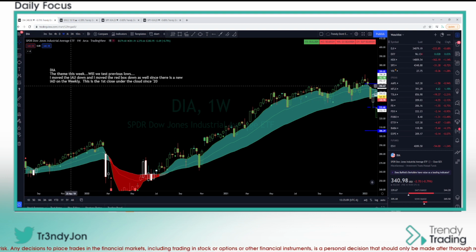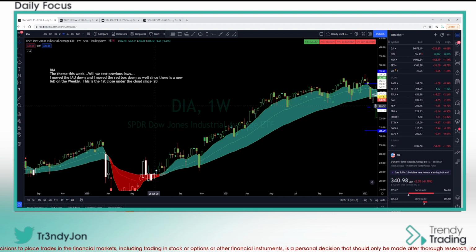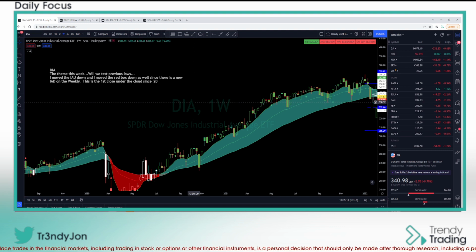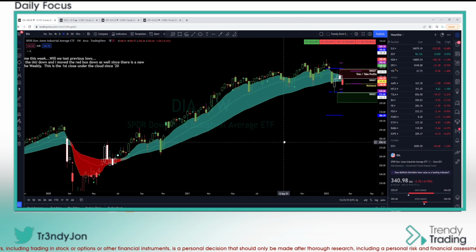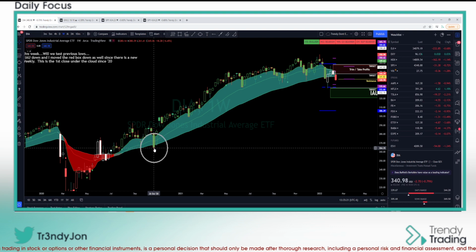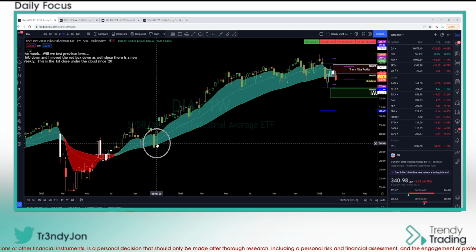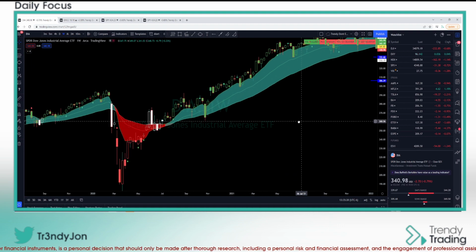into this week. I moved the inside and down, and I moved the red box down as well, since there's a new inside and down on the weekly. This is the first close under the cloud since 2020. Right here was the last close we had, folks. The last time we closed under here, we had a snapback rally that took off. Does that mean much? Not really.